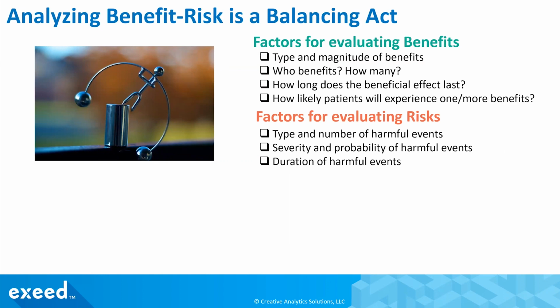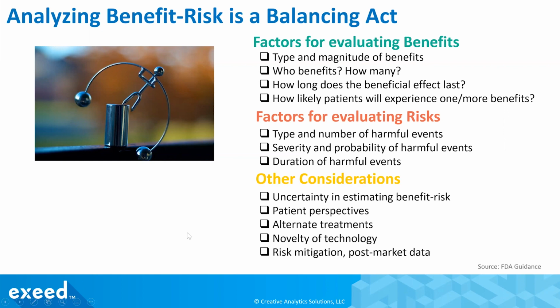So if you have a grid like what I showed in the last slide, you could easily map all your severity and probability of individual items. You have talked about duration of harmful events. Is it temporary, short term, or is there some kind of permanent impairment? Those considerations will have to be made. Other considerations are also important.